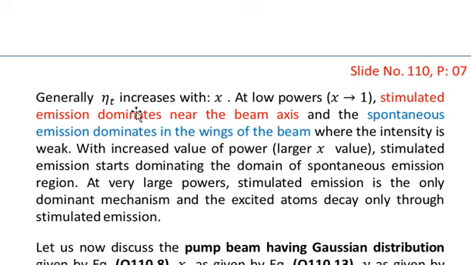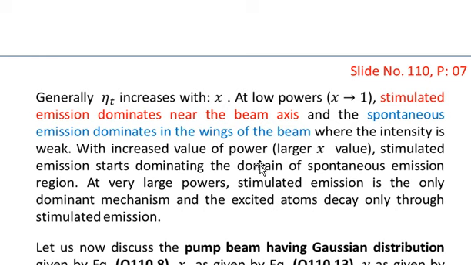So generally eta t increases with x. At low powers, when x is nearly 1, stimulated emission dominates near the beam axis, and the spontaneous emission dominates in the wings of the beam. When we are talking about the Gaussian beam, under this condition, that when x goes to 1, stimulated emission dominates near the beam axis, and the spontaneous emission dominates in the wings of the beam, where the intensity is weak.